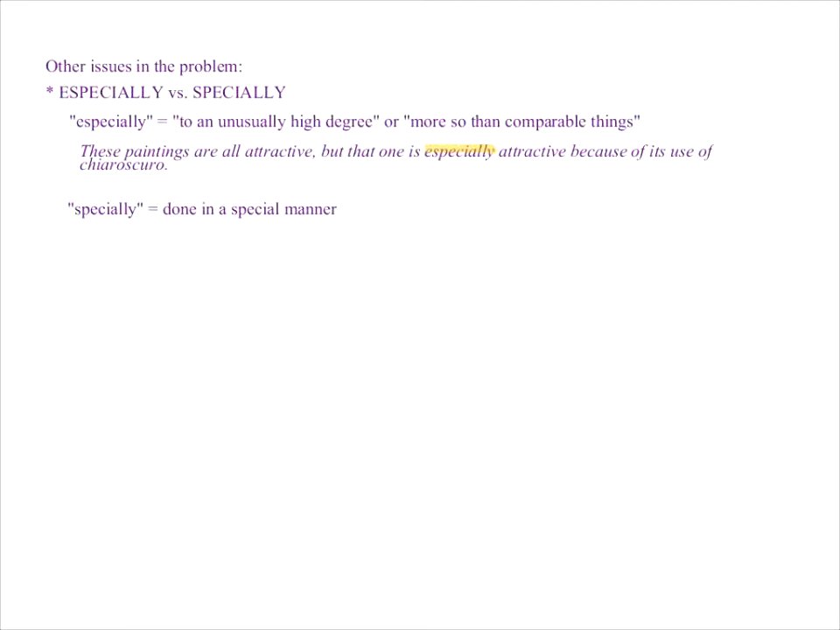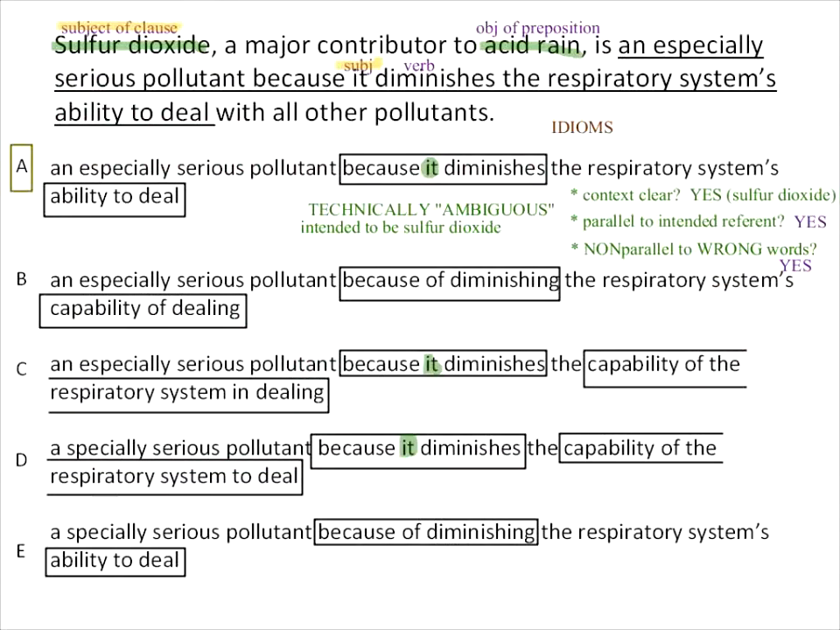So, like this dish, which is not on the normal menu, was specially prepared for our guest. Something like this. So this means it was prepared in a way that is special. It wouldn't make any sense to use especially here because there's no matter of degree there. So everybody smiley face if you understand this distinction. Smiley face. Okay, good. So let's take it back to the problem.